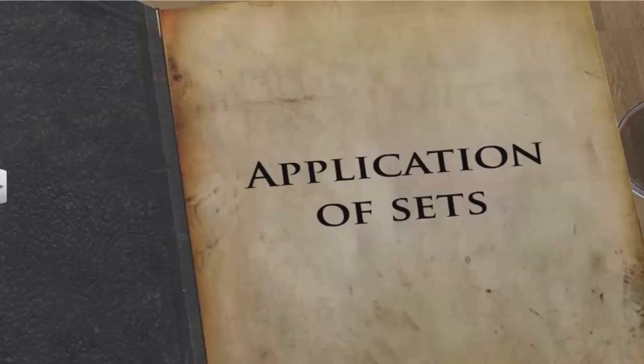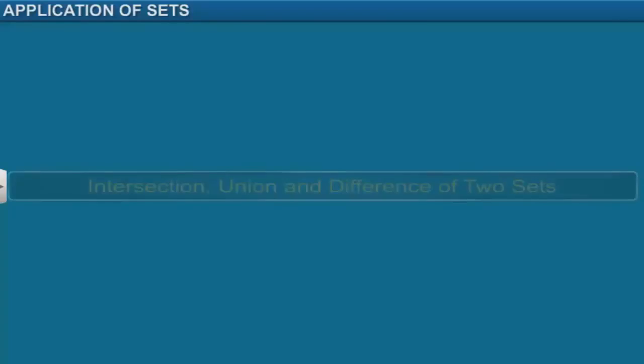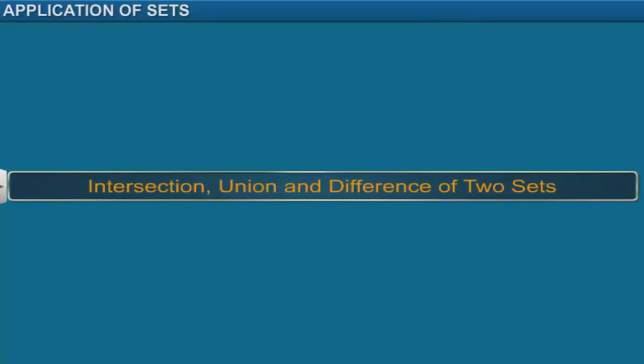In this module, you will see how the knowledge of sets can be applied to solve practical problems. We have already seen the operations performed on sets, such as intersection, union, and difference of two sets. Let us verify some results based on these relations.